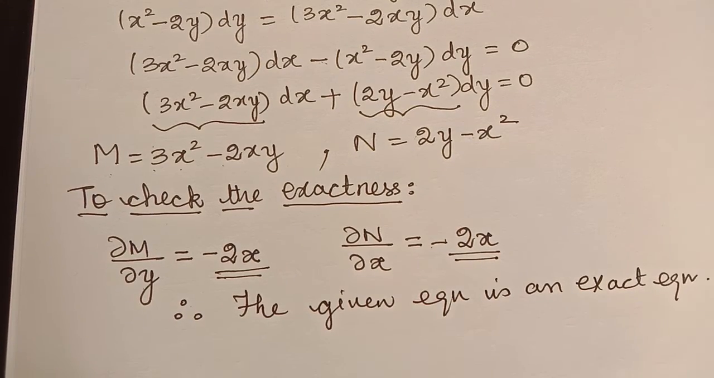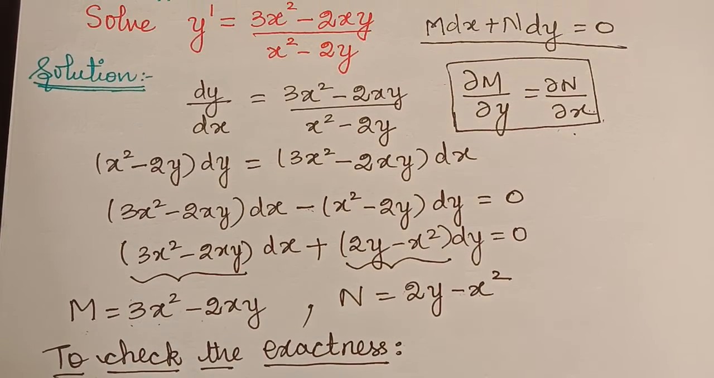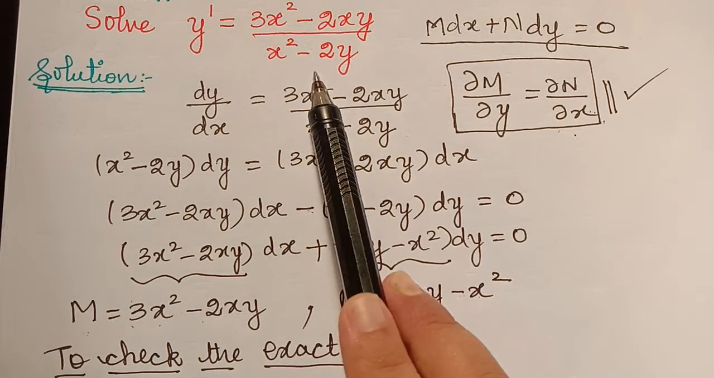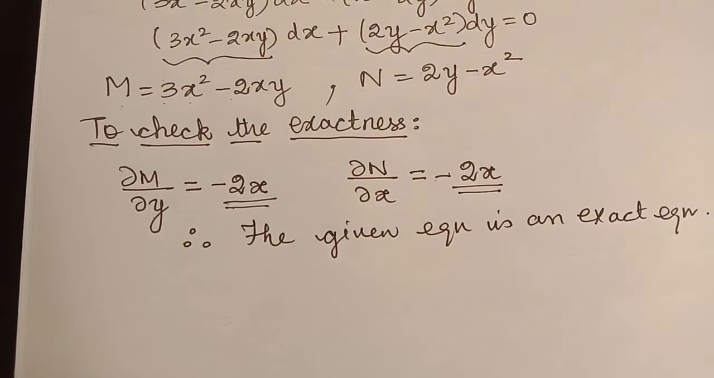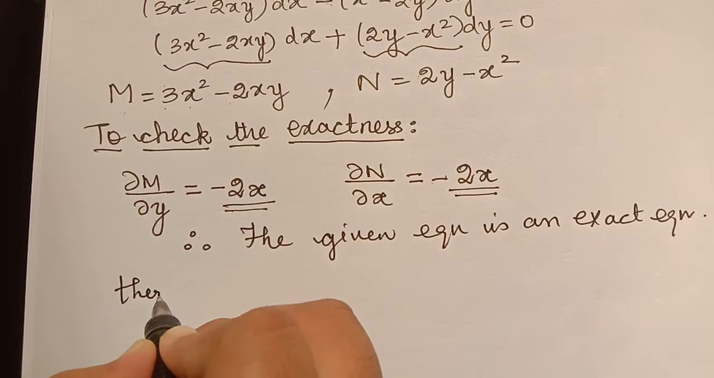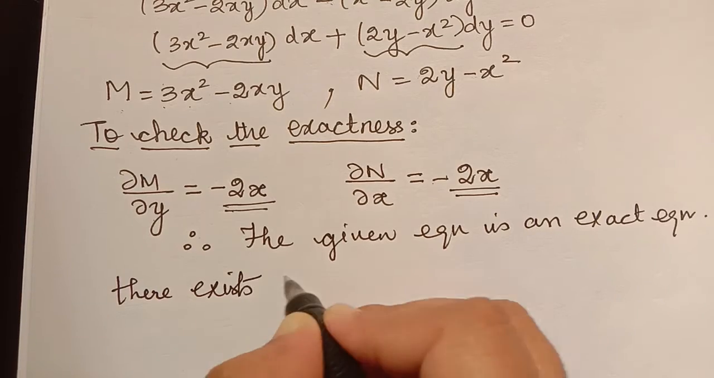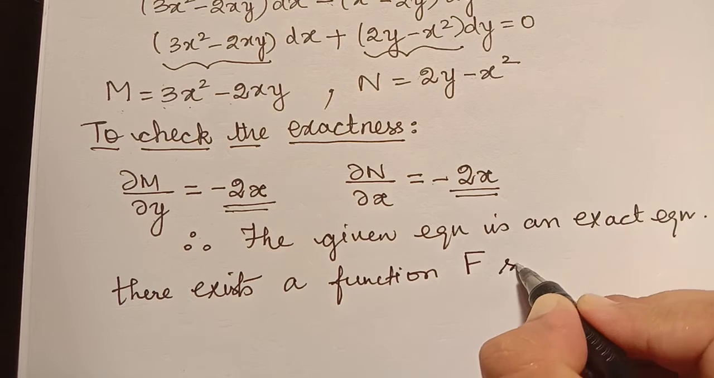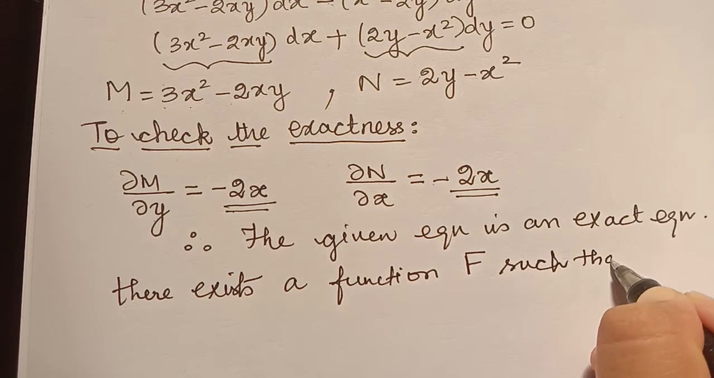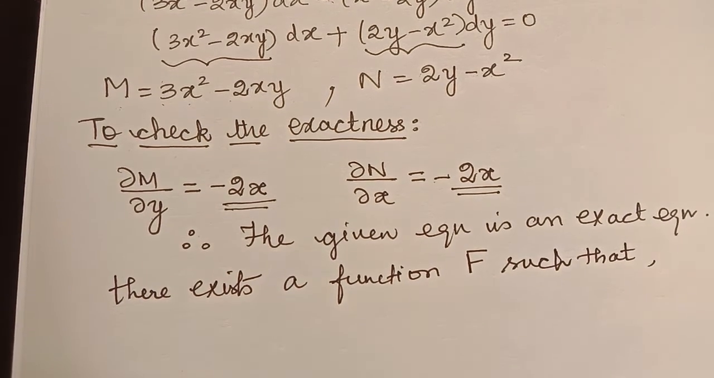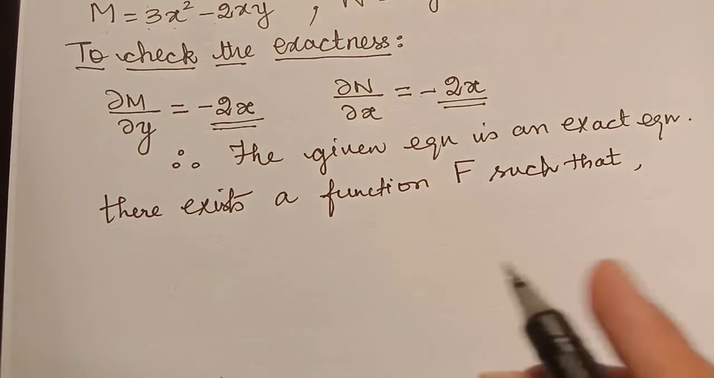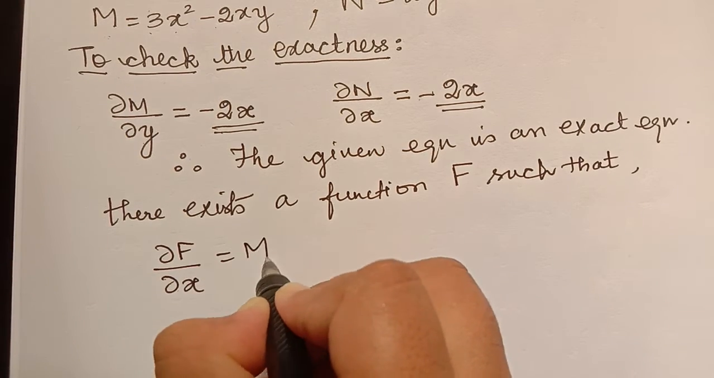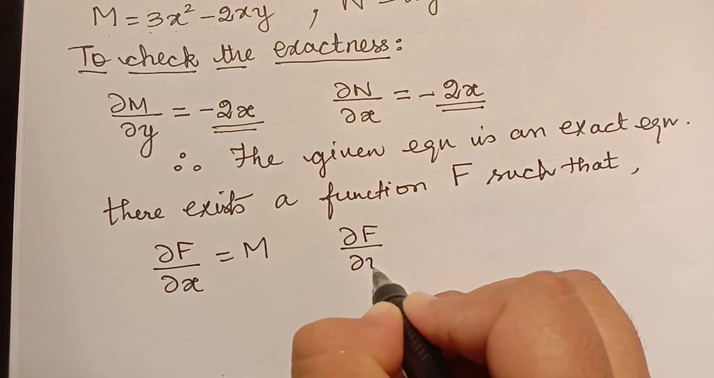So now if this is an exact equation, then we have to proceed to solve it. Because it has satisfied this, we say that the given equation is an exact equation. So if this is an exact equation, then there exists a function capital F such that, if you see the previous problems, you will understand this better. There exists a capital F such that dou F by dou x will be equal to M, and dou F by dou y will be equal to N.